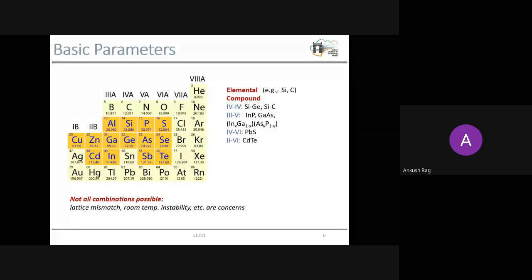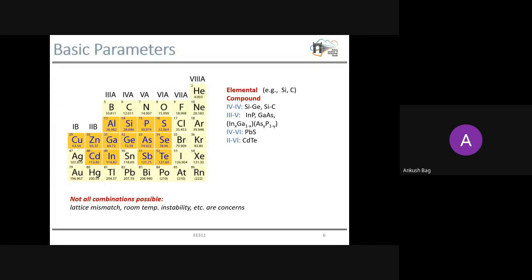Now this is again that part of your periodic table. Here, as you know, silicon and germanium are elemental semiconductors, and these are group 4 materials. Elemental means silicon alone or germanium alone will be there throughout your semiconductor crystal. That is why these are elemental semiconductors.